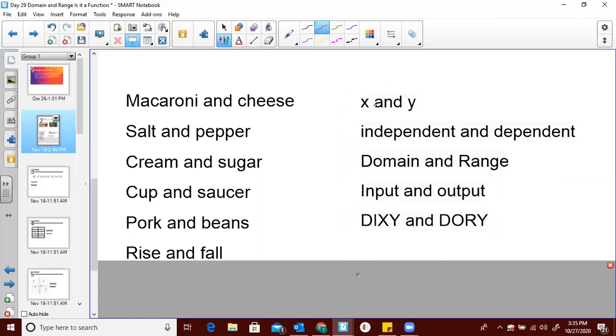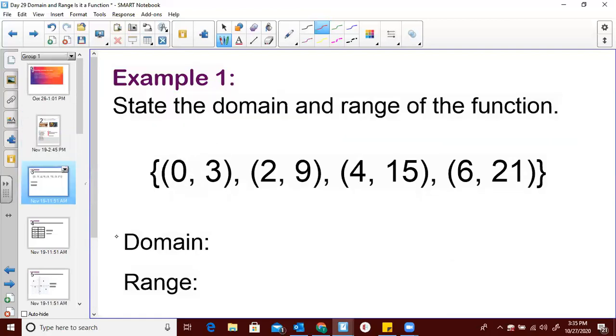But so we're going to know that x and y's go together, independent and dependent go together, domain and range go together, input and output go together. So these are going to be our big four that we're going to focus on. All right, so today, what we want to remember is that our domain is going to be our x values, and our range is going to be our y values.